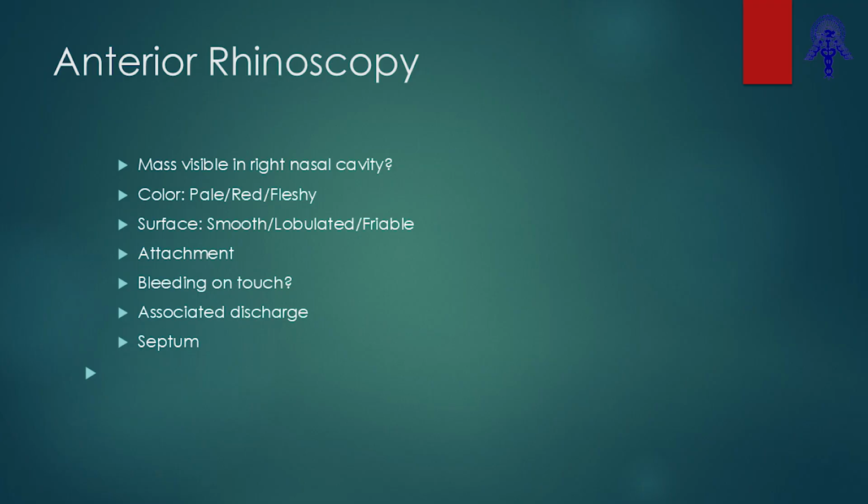Septum is deviated to the left side, and you have to mention the opposite side also. There is a mucopurulent discharge in the left nasal cavity, but there is no abnormality detected. Only septum is deviated to the left side due to the mass. If there is any erosion, you have to mention that also.